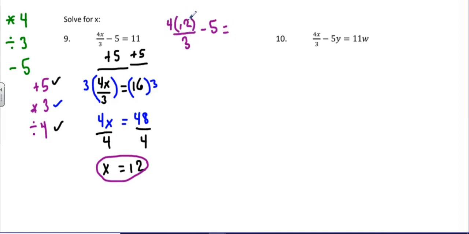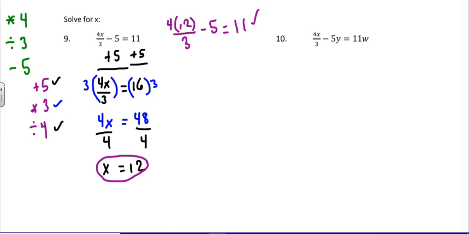So 4 times 12 is 48, divided by 3 is 16, minus 5 is 11. This is a true statement. Now let's look at number 10. So we're going to mirror these same steps.